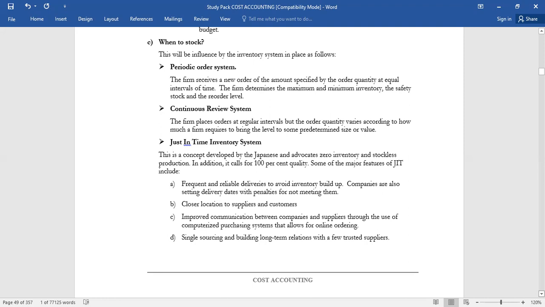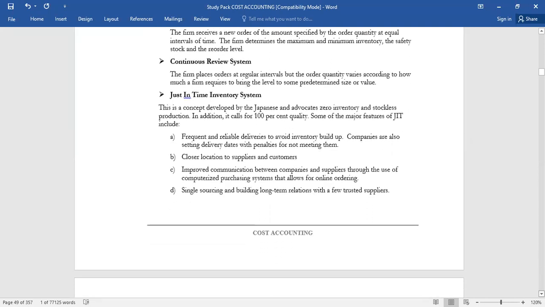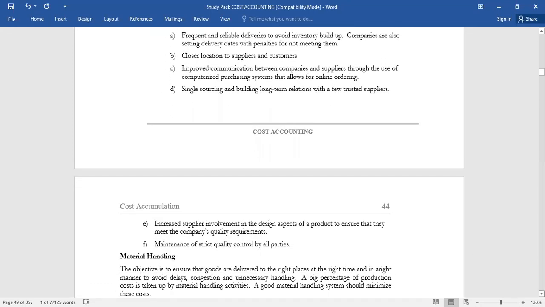So you need to know that whoever is delivering is reliable, they are closer, communication is perfect, and you are doing what we call single sourcing. Of course, when someone is producing for you, it becomes very easy to build that relationship. And most organizations in the 21st century are operating on what we call memoranda of agreement.